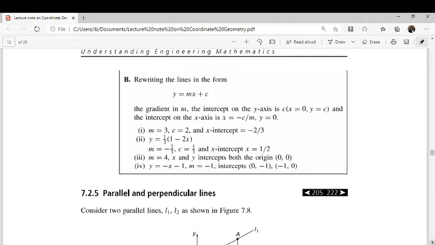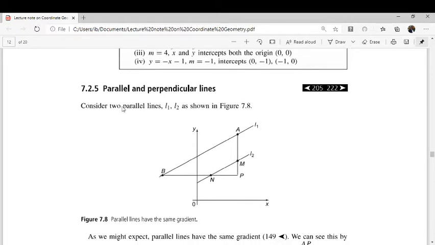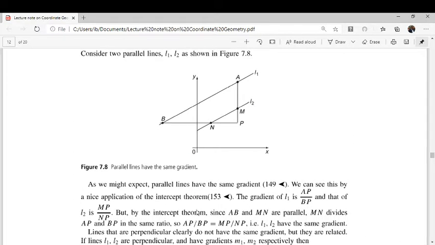Let me go further to round up. You have perpendicular and parallel lines, like you have line 1 and line 2. You can see it on the diagram. These lines are parallel lines. And when two lines, line 1 and line 2, are parallel, there's a beautiful application in geometry that two parallel lines have the same gradient. The gradients of L1 and L2 are the same because they are parallel lines.